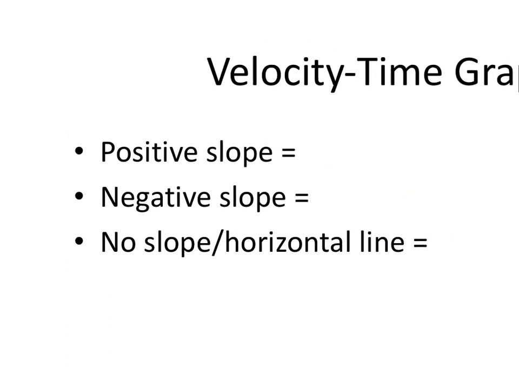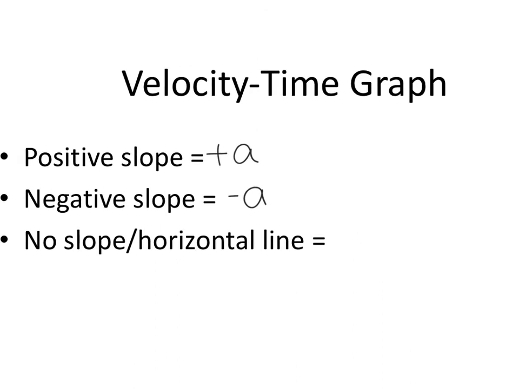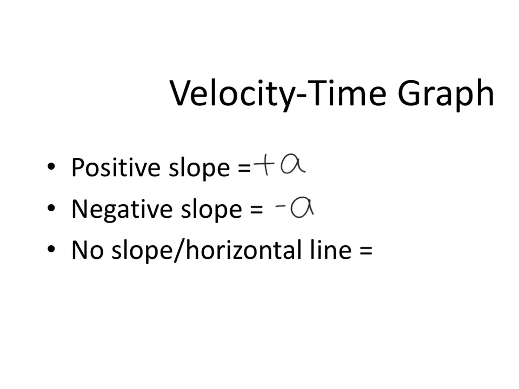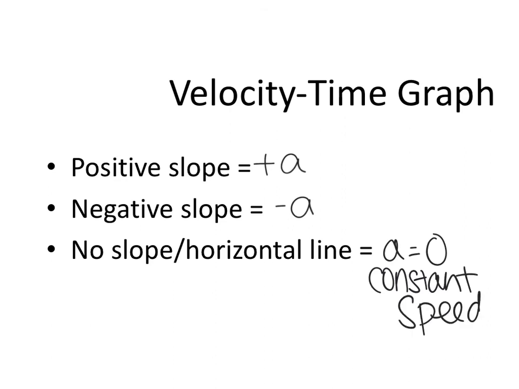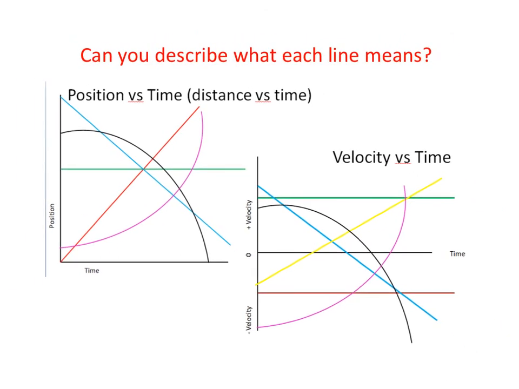All right, so again, if I have a positive slope, I have a positive acceleration. If I have a negative slope, I have a negative acceleration. No slope, or a horizontal line, acceleration equals 0. I'm traveling at a constant speed. That is the hardest thing for you guys to do, is keep those straight. You really got to look at it and say, between these 2 points, what is happening? You got to be able to describe what each of those lines mean.